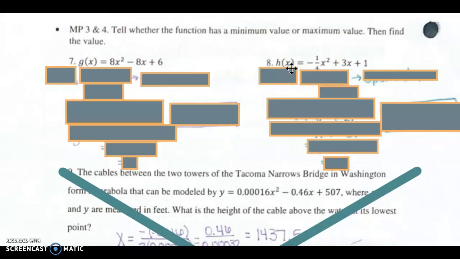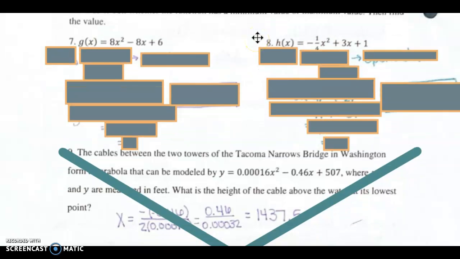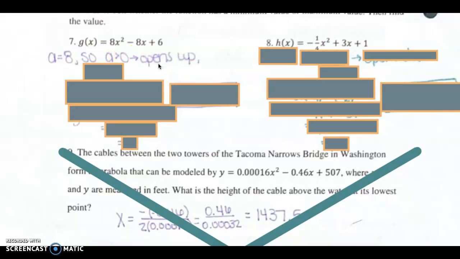Okay, last part, MP3 and 4. I want you to pause this and try it on your own. I have about 3 minutes to get through this with you before the video cuts off, and I think we can do it. So number 7, same thing. A is now greater than 0 because it's 8. So A is greater than 0, which means it opens up, making it have a min value.